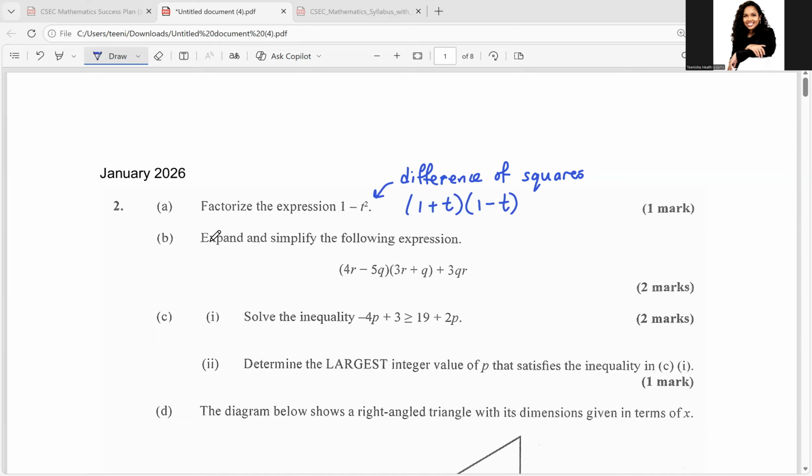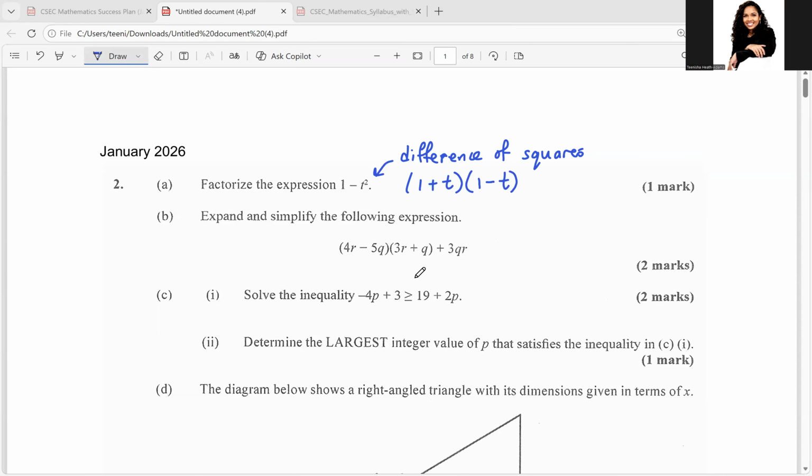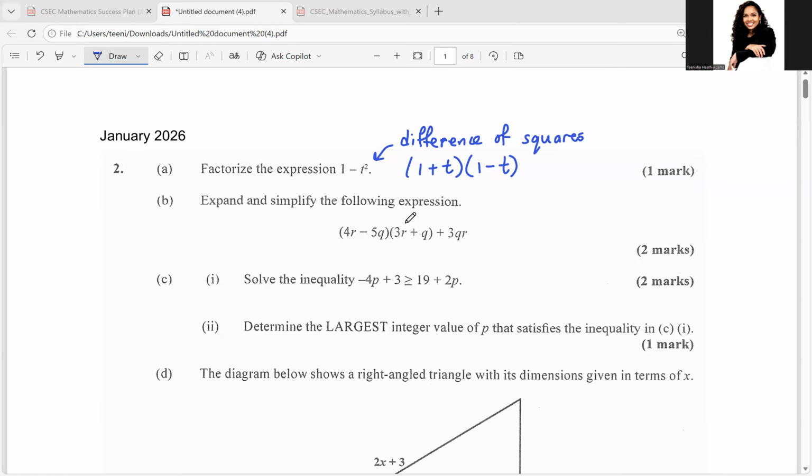The next one: expand and simplify the following expression. 4r minus 5q times 3r plus q, plus 3qr. So to figure this out, you first need to expand these brackets using the distributive law, and then simplify by adding all your like terms. All right, I'm going to show you two ways how to do it, right?